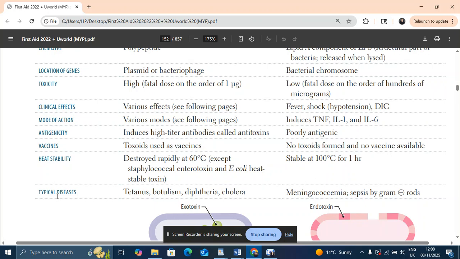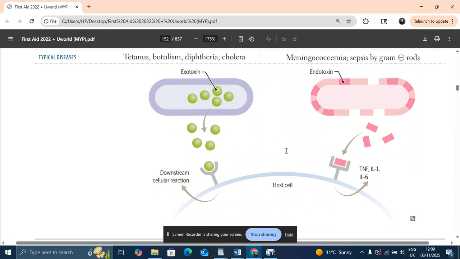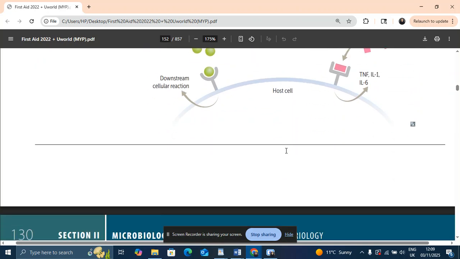These are examples of the diseases which exotoxins and endotoxins can cause. Exotoxins can cause diphtheria, tetanus, botulism, and cholera, while endotoxins can cause meningococcemia and sepsis by gram-negative rods. You should know this. I think this is all you should know. Always remember the differentiating points, the comparison between exotoxins and endotoxins, very important for the Step 1 exam especially.